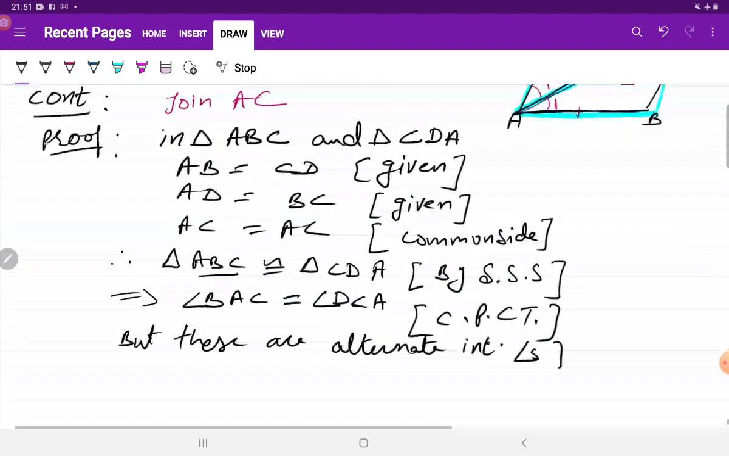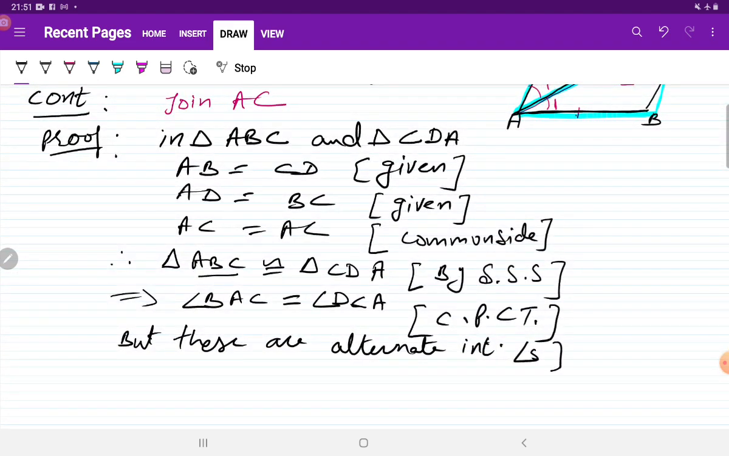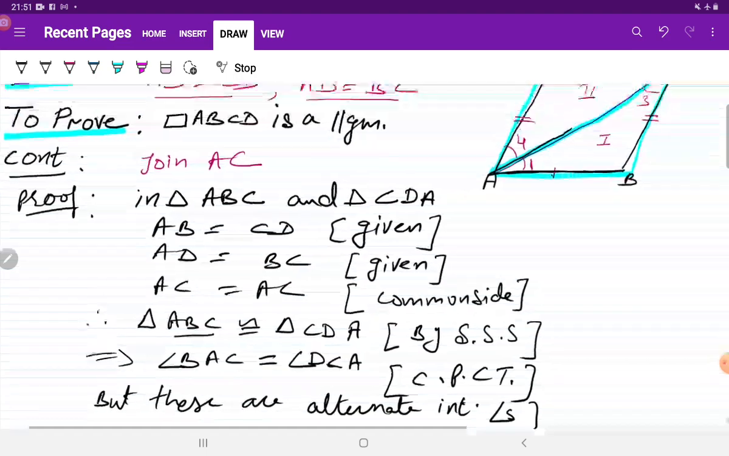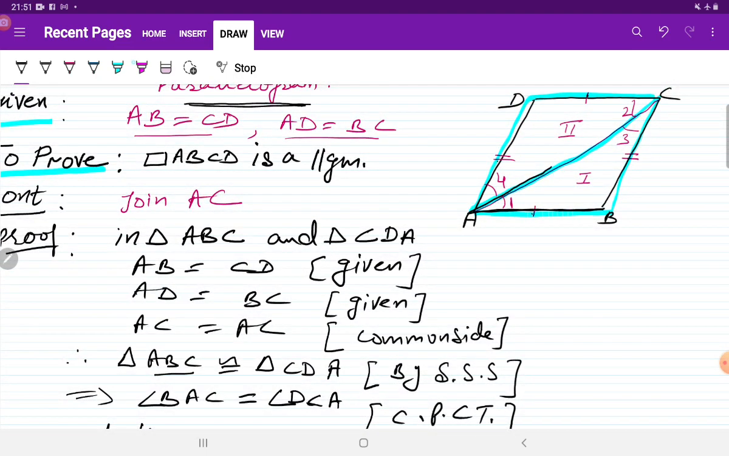Okay, but these are alternate interior angles. Here we can write, if the alternate interior angles are equal, which type of alternate interior angle? We can say that Z shape angles are here. I am taking here angle 1 is equal to angle 2. This is Z shape angle. Whenever Z shape angles are equal, those are the alternate angles.